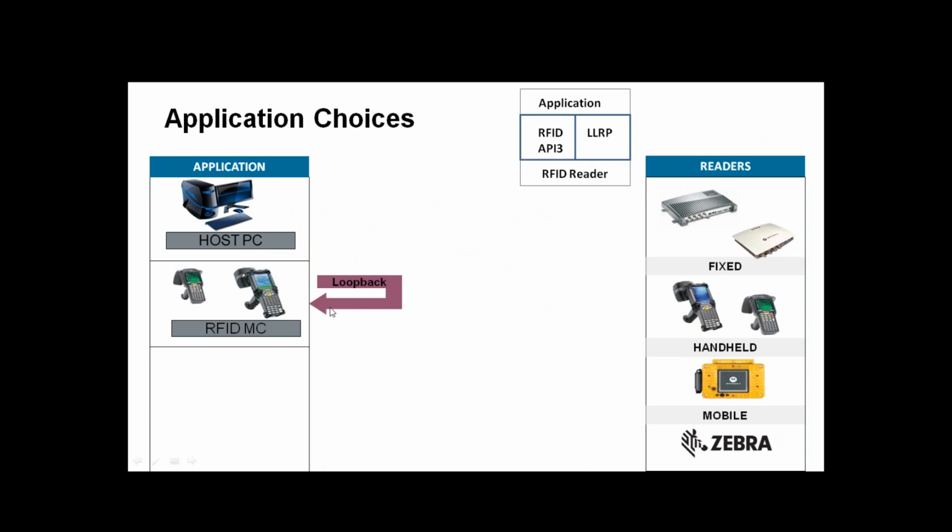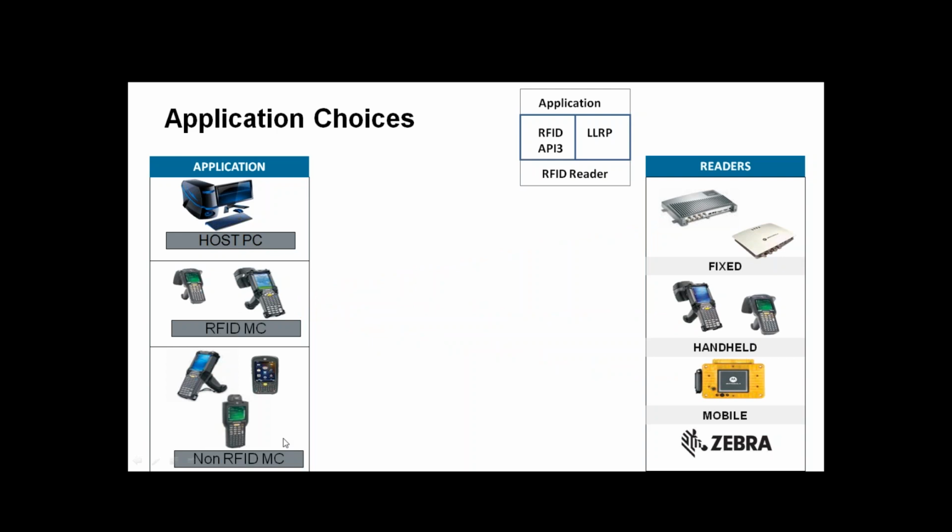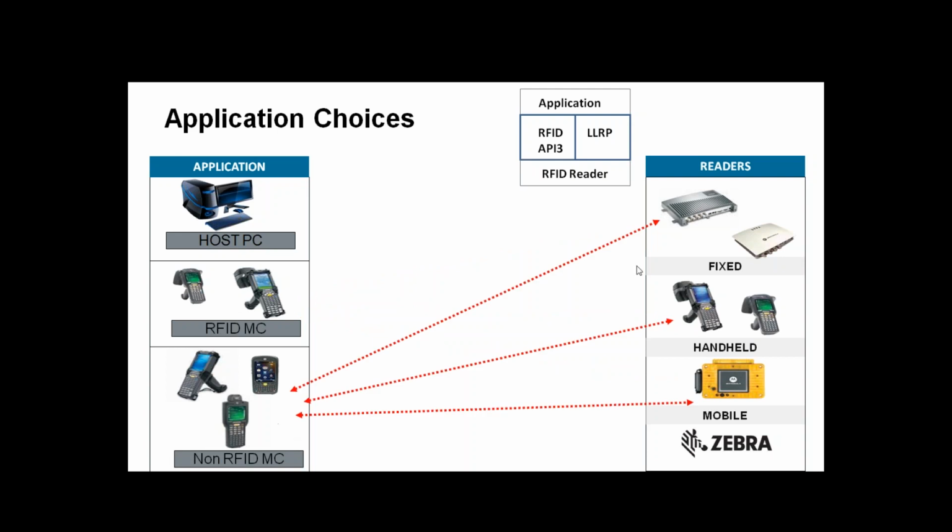Similarly, if there is an application that's sitting on the RFID mobile computer, it can do a loopback, which means you are using the RFID reader on the device itself to read the tags and the data, as well as using that RFID mobile computer to read data from any other readers on other handhelds or any mobile handhelds. Similarly, non-RFID mobile computers can also read data from the fixed readers as well as any other handheld readers. My purpose here was to show that you can create your application in many different ways that make sense to you, and you have that full choice and flexibility to do so.